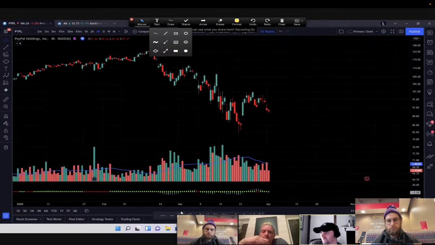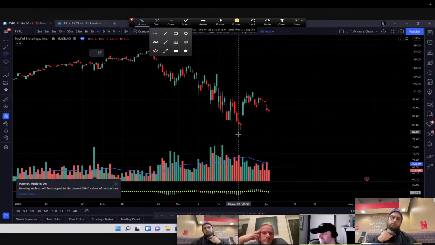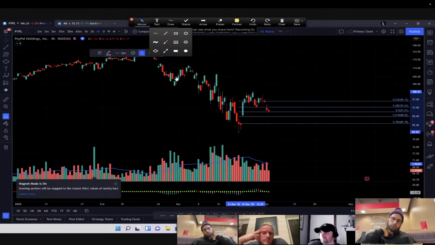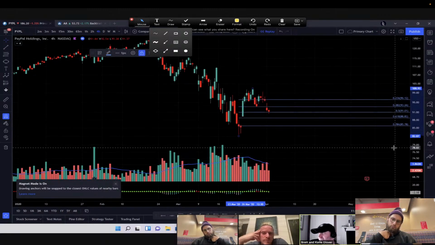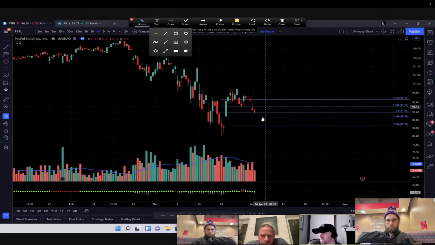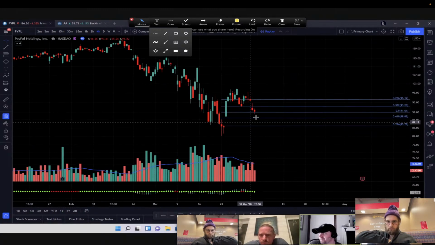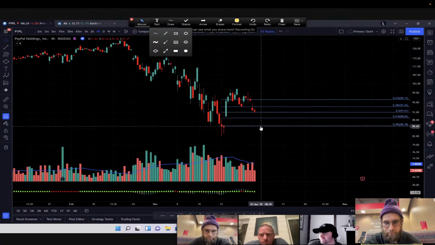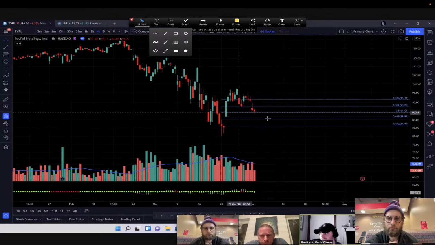So this is what I would do here. Since we have a low here and we have a high here, I'm going to run that 2-point fib to get my different levels here. Ideally, on a wave 2 pullback, you want to be within that 0.5 to 0.618 range. You can retrace down to the 786, but this is kind of your golden zone here.